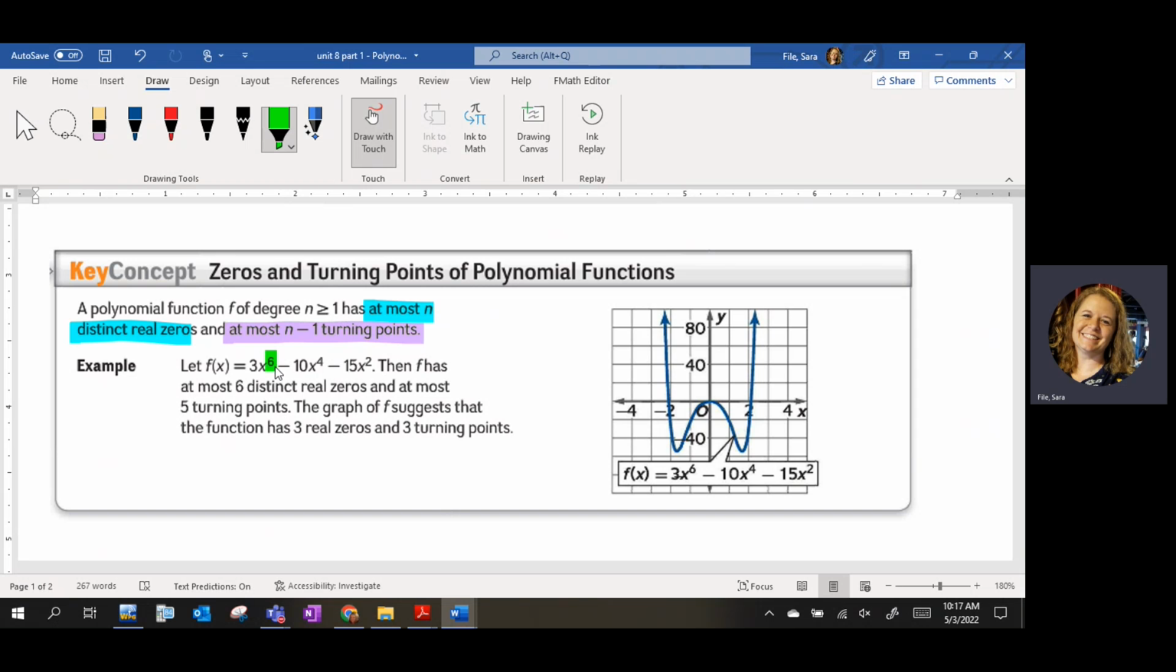It does not mean it will have that many. That's the most it could have. So if you realize that that's the maximum and you go to solve this and you get more than 6 zeros, you know you've made a mistake. Okay? Now, when this one's actually solved or graphed, you can see it has 3 zeros and 3 turning points, which both fall under 6 and 5. So that's good. Does that rule make sense?